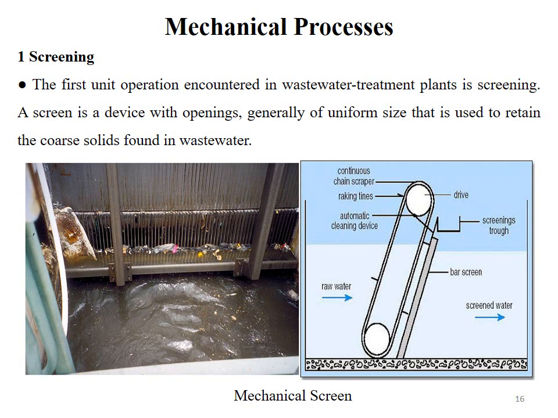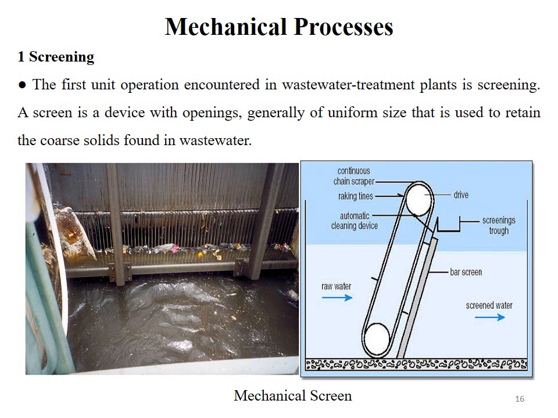Mechanical processes. Among the mechanical processes, the first one is screening. The first unit operation encountered in wastewater treatment plants is screening. A screen is a device with openings generally of uniform size that is used to retain the coarse solid found in the wastewater. Coarse solid means the relatively large solid particles that are present inside the wastewater.